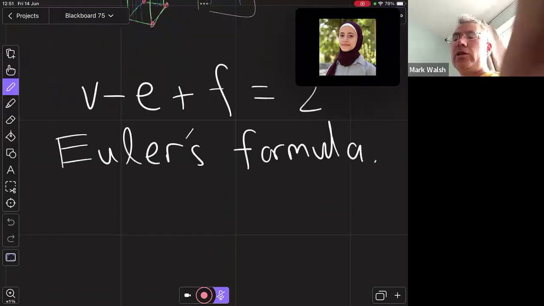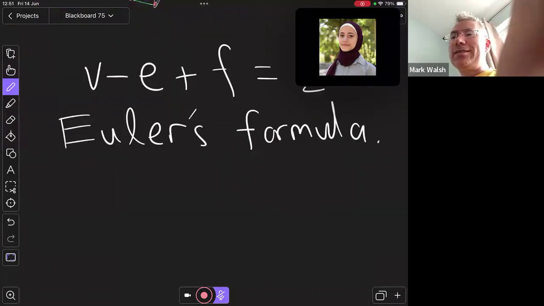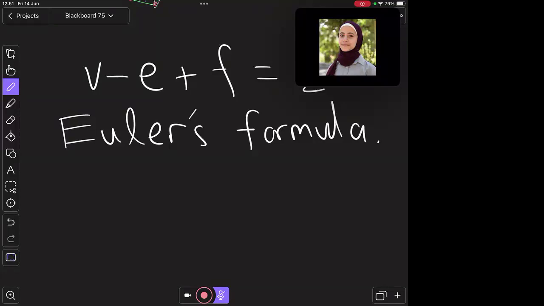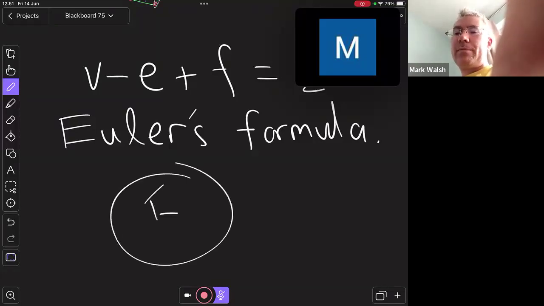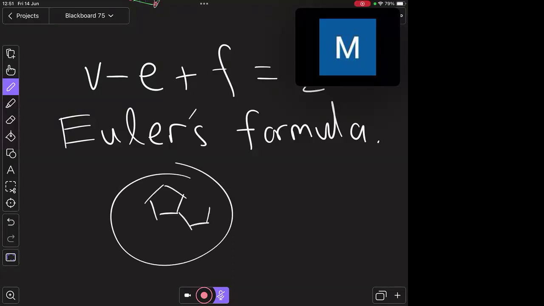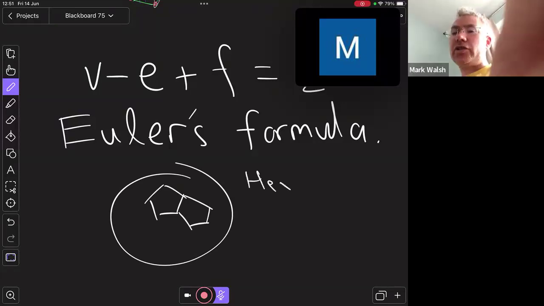And you can see this in lots of places. Do any of you play football? Have you noticed that on traditional old-fashioned footballs, the ball is built out of hexagons and pentagons? Yeah, that's right. You get a combination of hexagons and pentagons.